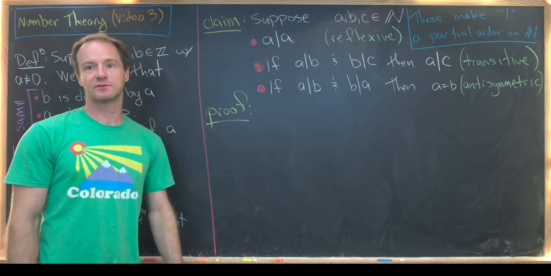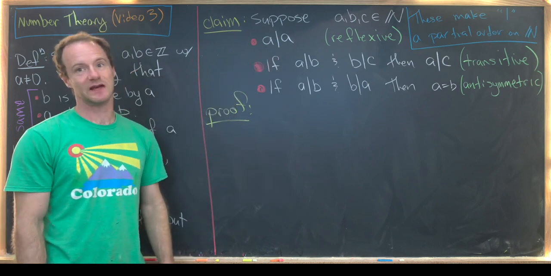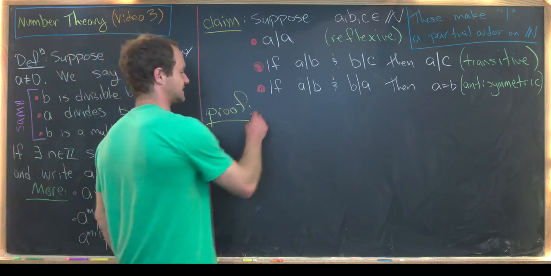I'm not going to do this first proof because it's super simple. a divides a because a is equal to a times 1. So let's jump into this second one.